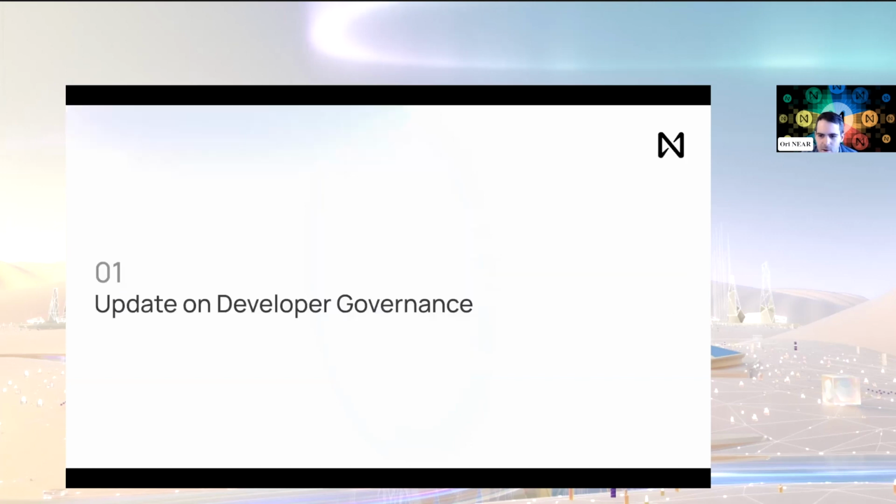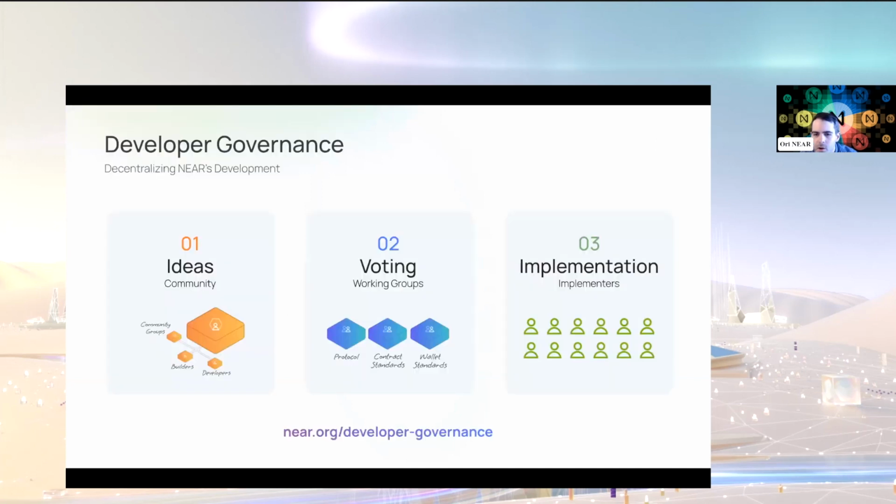All right, so let's start with a little bit of background on developer governance. Over the last few months, we've been engaging with the community over this idea of developer governance, which is about decentralizing NEAR's development and empowering anyone to contribute to evolving the ecosystem. And we've been bucketing developer governance into three stages: ideas, voting, and implementation. And I just wanted to quickly highlight them to help contextualize our meeting today.